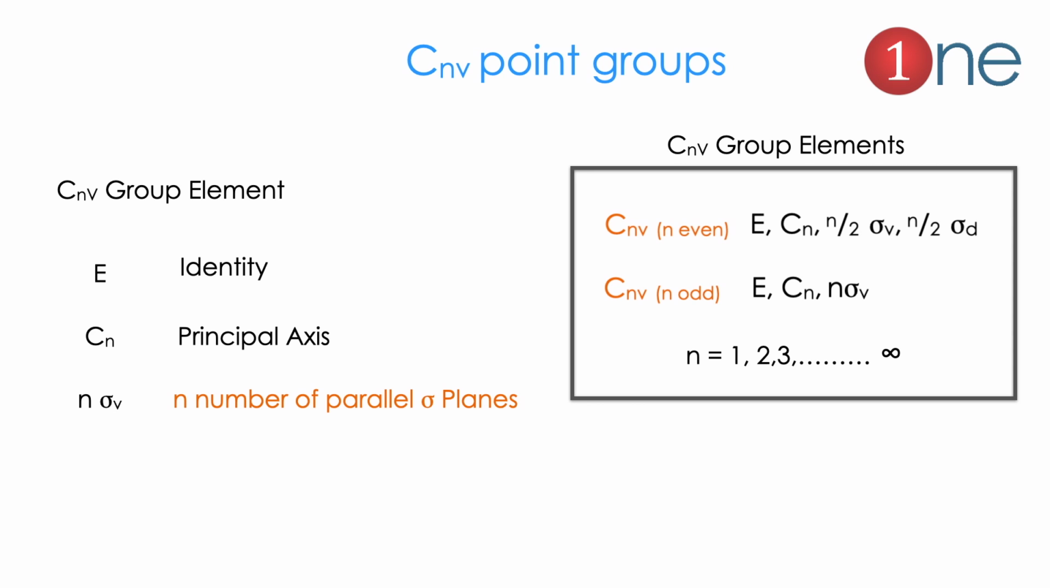Now let us get into our concept, C and V point groups. What are all the C and V point group elements? Normally you have identity. Identity means doing nothing. Then you should identify the principal axis. Then you will have only sigma planes, no other planes. If n is even, you have sigma d. If it is not even, you don't have sigma d. Sigma d doesn't matter to us, so we should know only sigma v. The n can be up to infinity. Normally 1, 2, 3 are common, sometimes 6. Infinity is for linear molecules. So you should know E, Cn and sigma v.